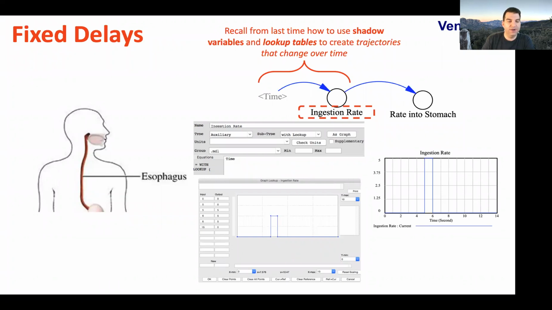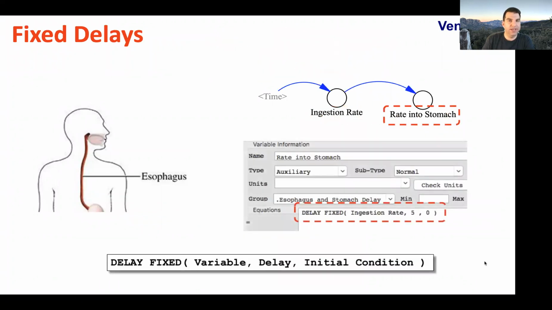Okay, so where do we go from here? Well, this is where the delays come into play. So what this is showing us is if we go into the rate into stomach here, then what I can do is use this formula here where Vensim has this thing called delay fixed. And delay fixed basically says that its output, so by its output, that's the rate into stomach, is just going to be a delayed version of whatever you put in here as the first argument. And it will be delayed by whatever this time is here.